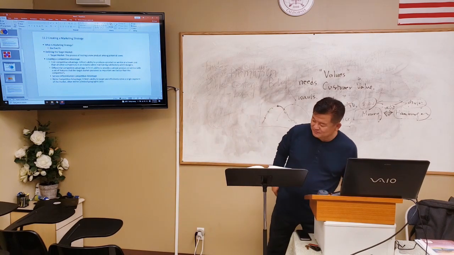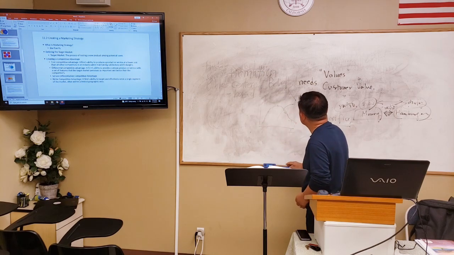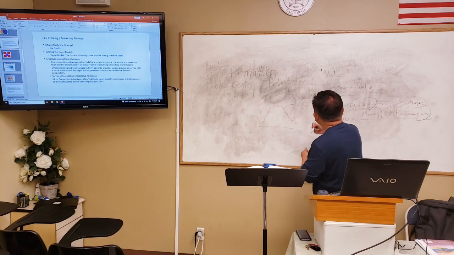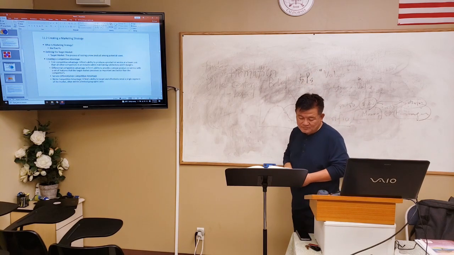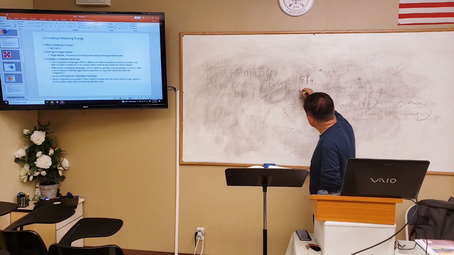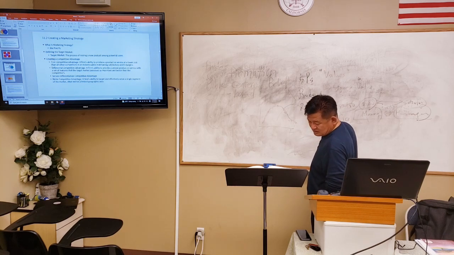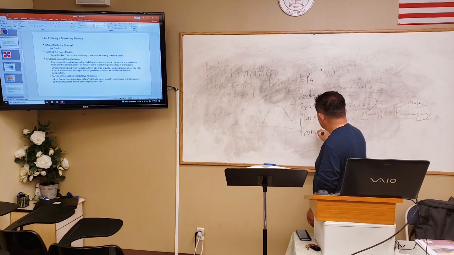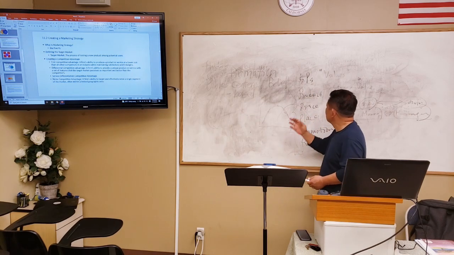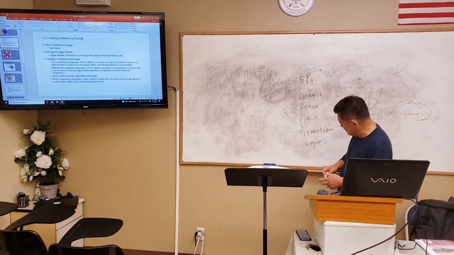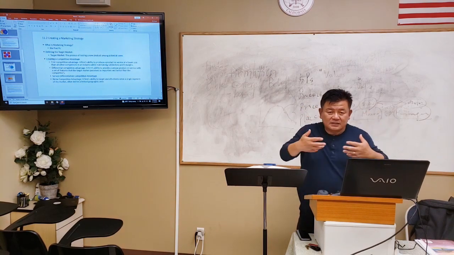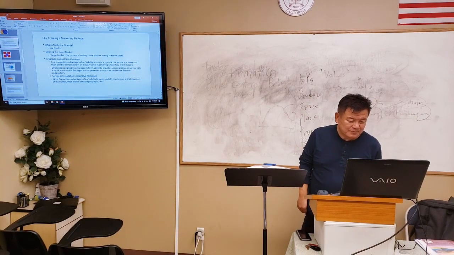Okay, so I introduce, following this chapter, the five P's. The five P's are product, price, place, promotion, and people. This is the five P's. Most textbooks follow this one. So also in this textbook, what is the marketing strategy? We can explain the marketing strategy through the five P's. Okay? So the five P's.